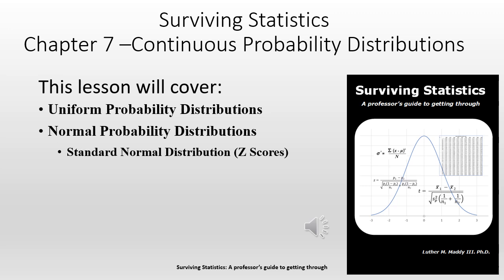Welcome to Chapter 7 of Surviving Statistics. In this chapter, we're going to continue our discussion of probability distributions. This time, we're going to cover uniform probability distributions and the normal probability distribution, which we'll be working quite a bit more with as the chapters continue.